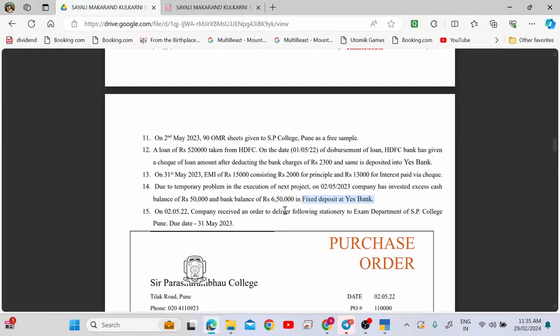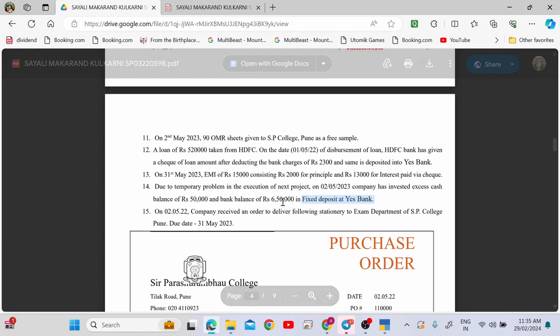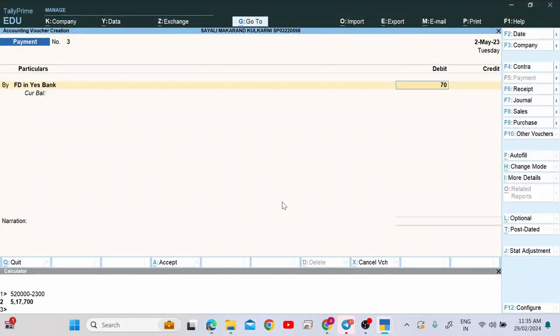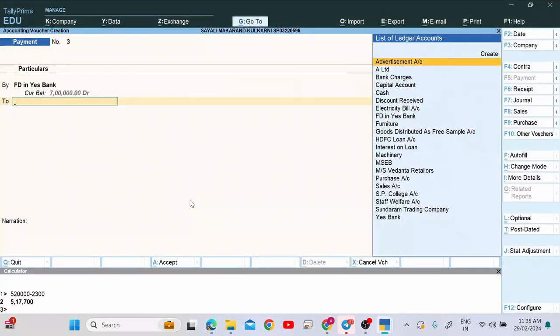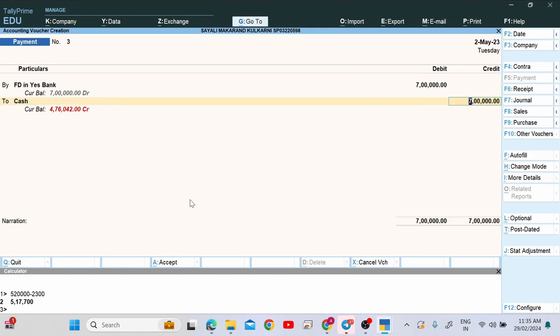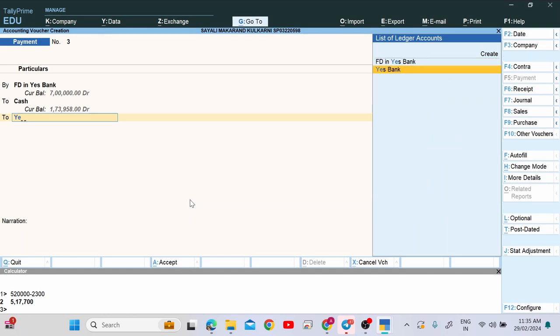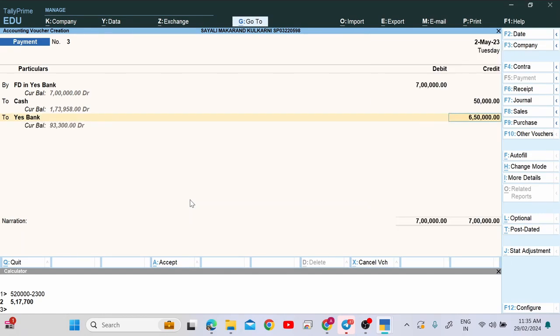Total FD amount 50,000 and 6 lakhs 50, 50 plus 650, that means total 7 lakhs rupees FD you will find, FD. And then from cash 50 will go, therefore credit to cash 50. And again from bank 6 lakhs 50 will go, which bank? From S Bank current account. This 650 will go, and where that will go? FD in S Bank. Now both are separate account. From S Bank current account, that will go to FD in S Bank.